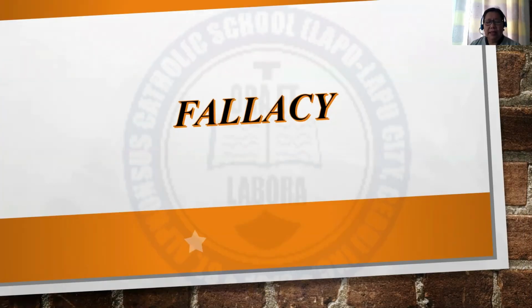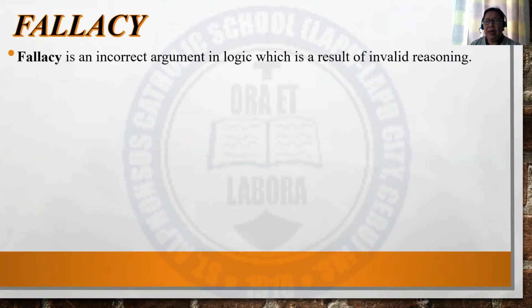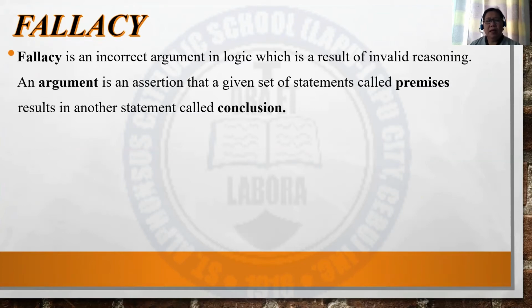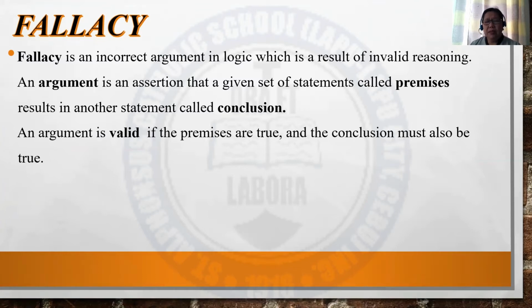Next, let us have fallacy. Fallacy is an incorrect argument in logic, which is a result of invalid reasoning. An argument is an assertion that a given set of statements called premises results in another statement called conclusion. An argument is valid if the premises are true, and the conclusion must also be true.